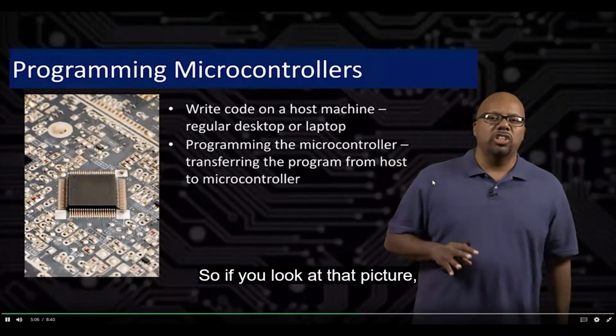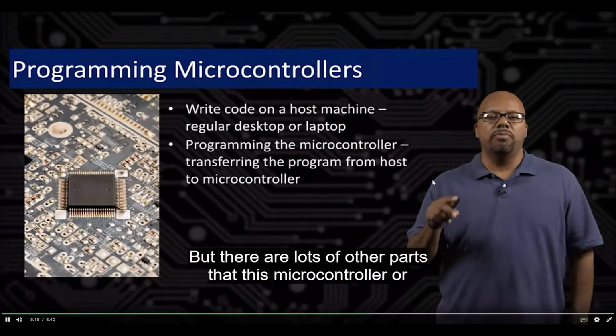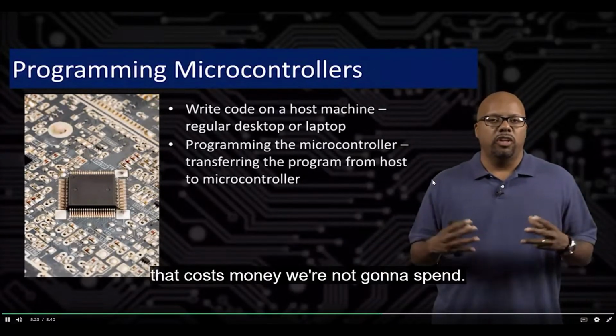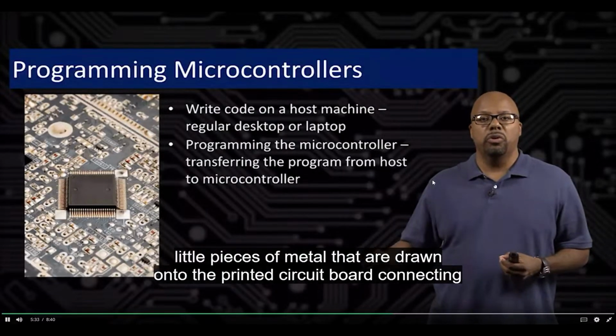components in the system. If you look at that picture, it's a printed circuit board, a little piece of one. Actually, this is the backside, so we can't see all the parts on it. But there are lots of other parts that this microcontroller or microprocessor is wired to through the printed circuit board. We're not going to build printed circuit boards in this class because that costs money. We're going to do this wiring manually. But in a printed circuit board, there are what are called traces, little pieces of metal drawn onto the board, connecting different components.